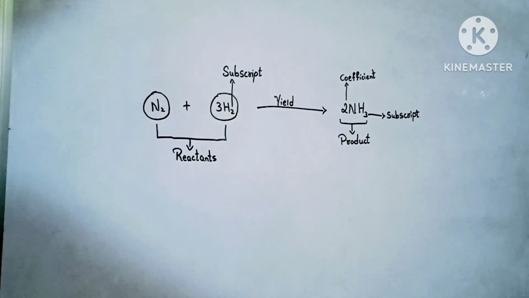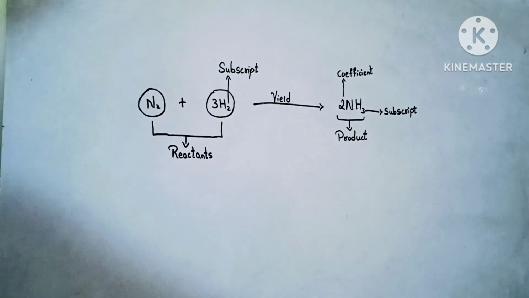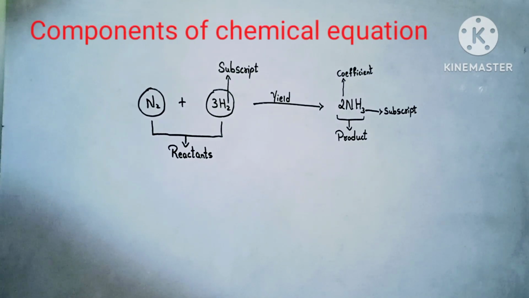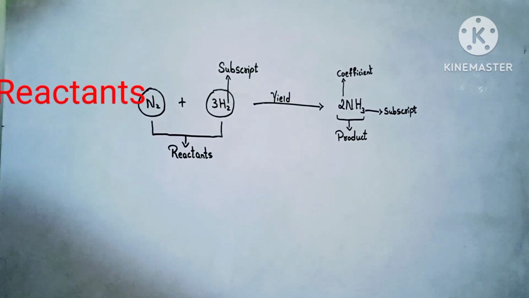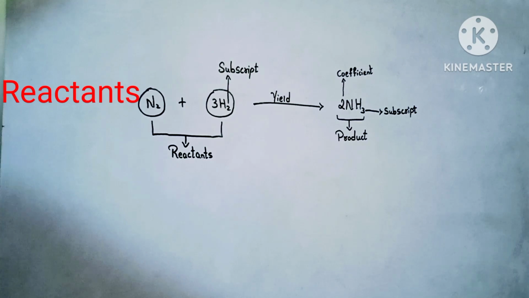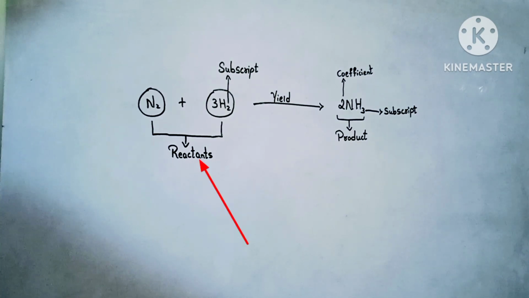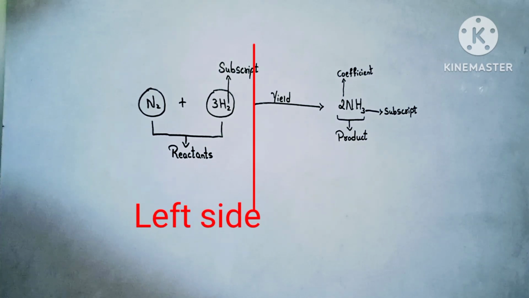Here you can see the substances that undergo a chemical reaction, with the help of the components. Let us see the components of the chemical equation. Here you can see the reactant, the substance in the chemical equation that undergoes a chemical change. This may be elements or compounds, and it is written on the left side of the chemical equation.